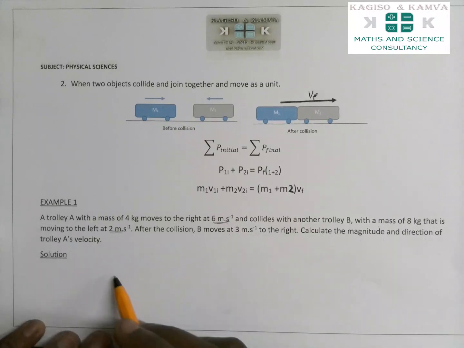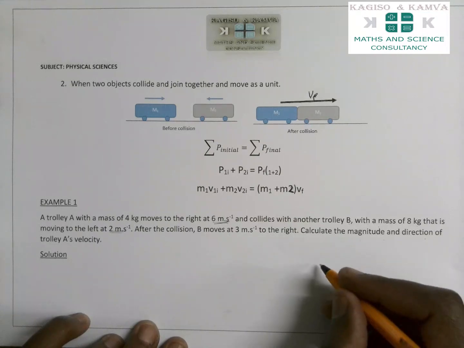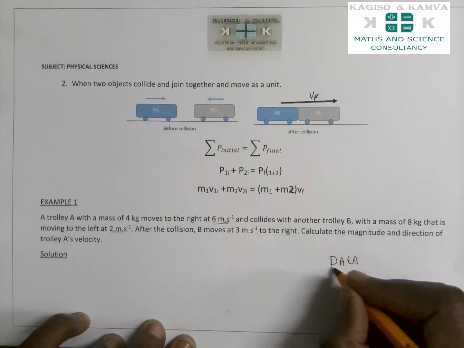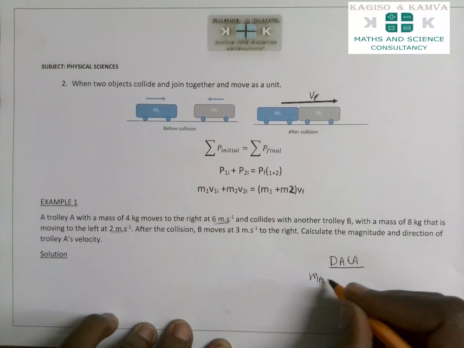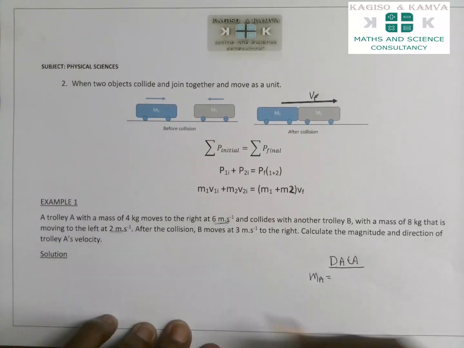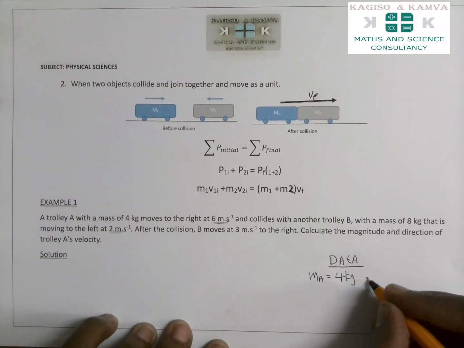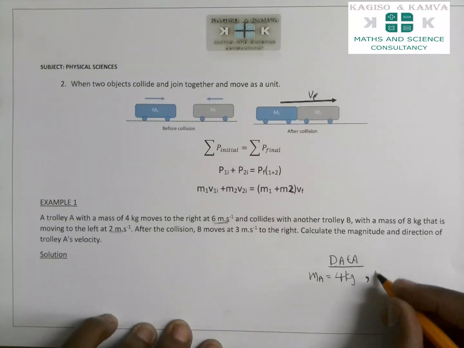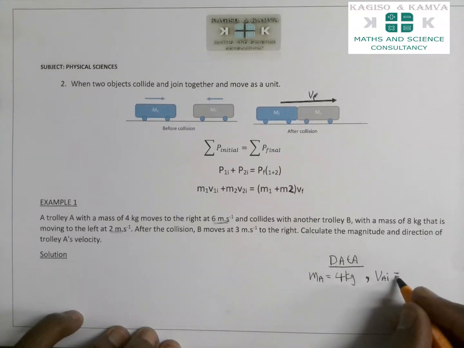Okay, now before we can answer this question, let us start by collecting our data. For our data, let us see, we've got what? We've got the mass of A. What is the mass of A? We are told that the mass of A is 4 kg. Okay, we also know what? We also know that it is moving to the right. The velocity of A initial is equals to, now before we collect our data, we need to indicate direction.